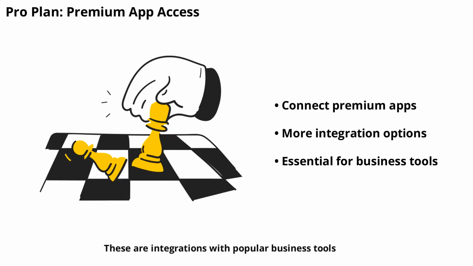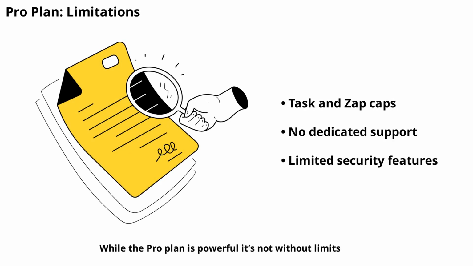Another key benefit of the Pro plan is access to premium apps. These are integrations with popular business tools that are not available on the Basic plan. If your workflows depend on apps like Salesforce, Shopify, or QuickBooks, the Pro plan is essential. This access expands your automation possibilities and helps you connect the tools you rely on most. While the Pro plan is powerful, it's not without limits.